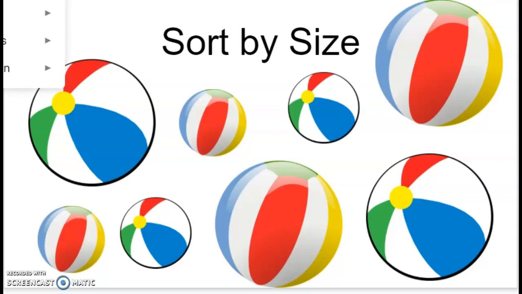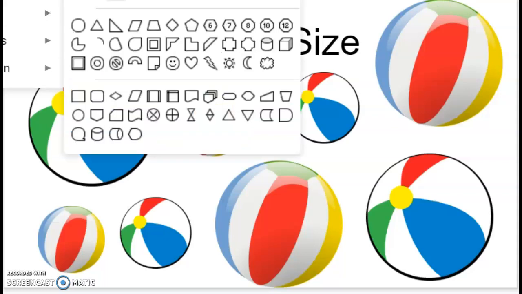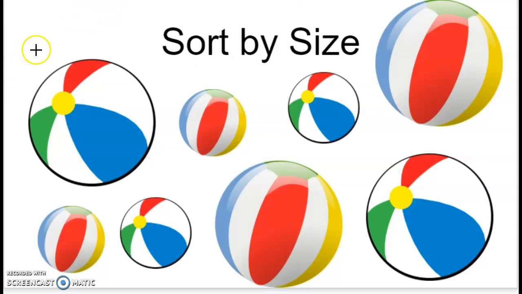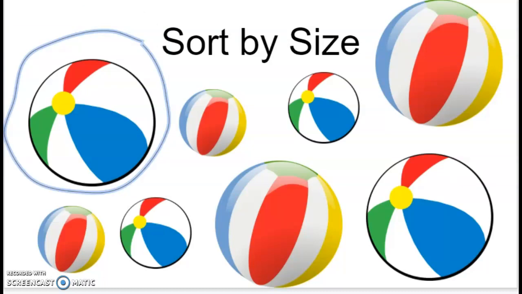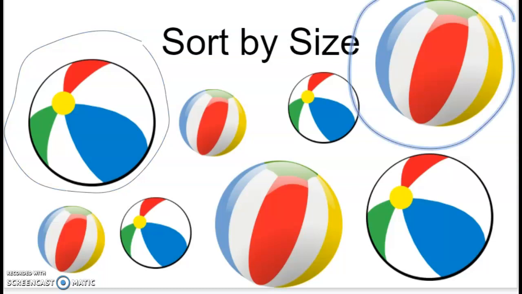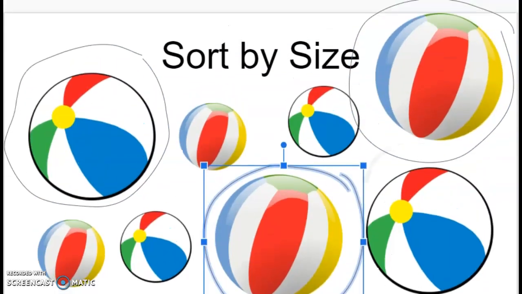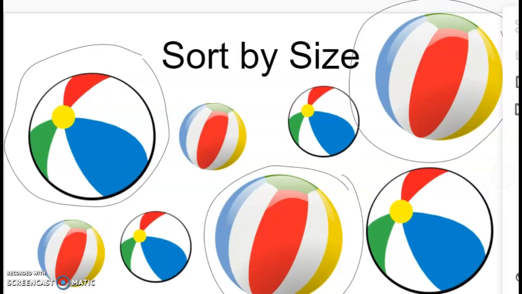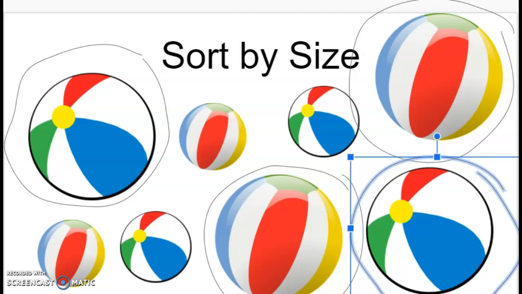So I might decide that I want to put circles around all the ones that are big. So I'm going to put, oh, that didn't work out very good. So I am going to maybe circle the ones that are big, because I see that there's big ones and there's small ones. So I'm going to put a circle on all the ones that are big, and I'm going to put an X on all the ones that are small.